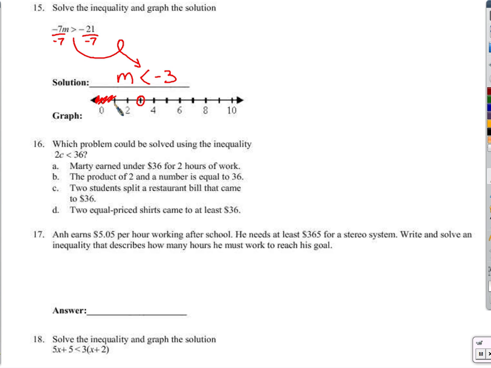But it could be anything less than that. And we graph it that way. Okay, which problem could be solved by the inequality? Let's look at all these.